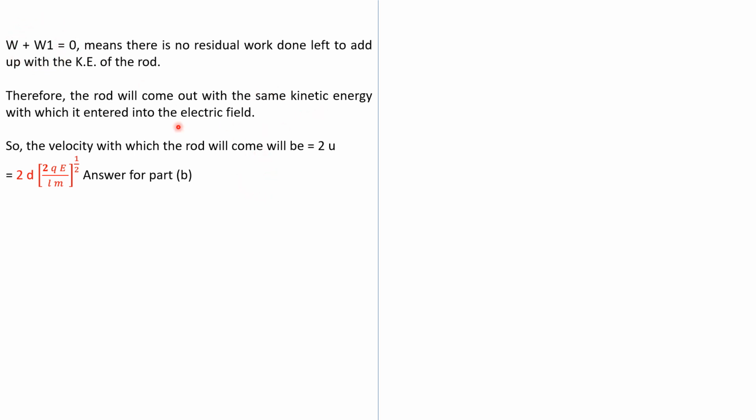So if, as per the question, the rod was projected with 2u velocity, it will come out also with the 2u velocity, and we can put the u minimum. So this will be your part B answer.